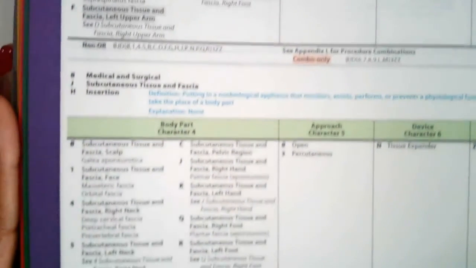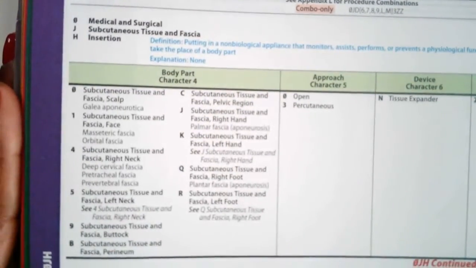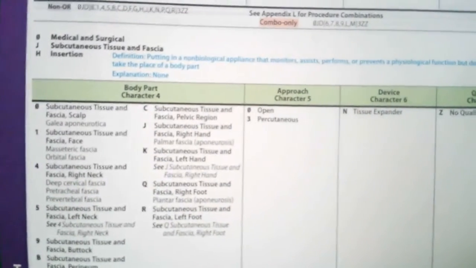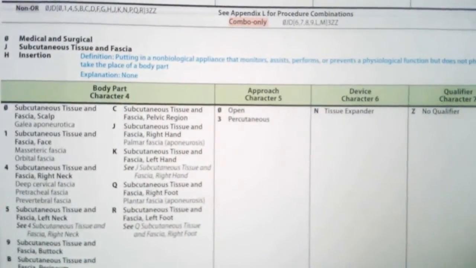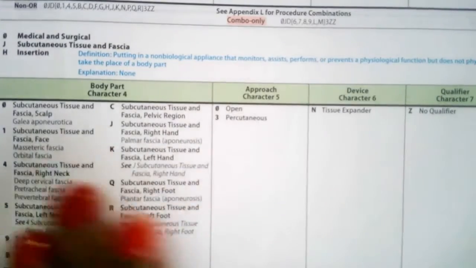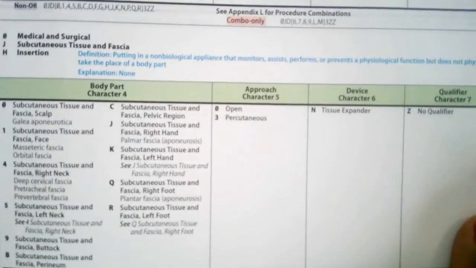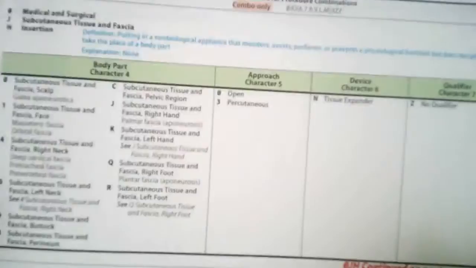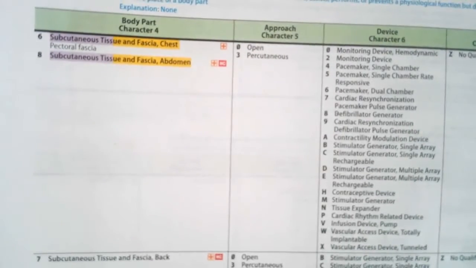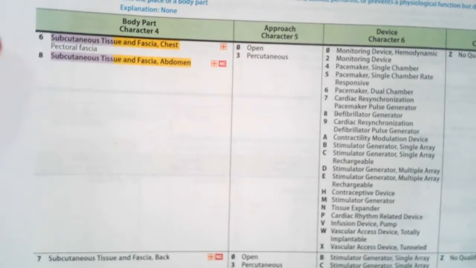So I want you to notice something. This is the beginning where insertion begins. And remember, we build our codes from left to right. Very important. Well, guys, here, I'm looking through these numbers. I don't see a 6. So that lets me know that I can't build my code from this portion of table 0JH. So I'm going to turn my book over to the next page, and here is where I see a 6.